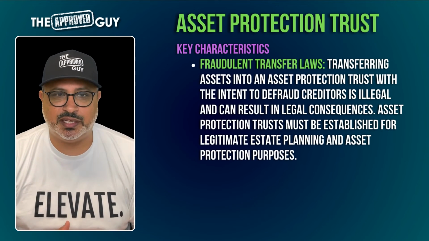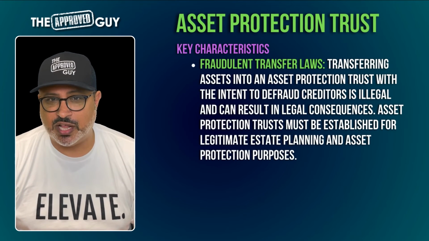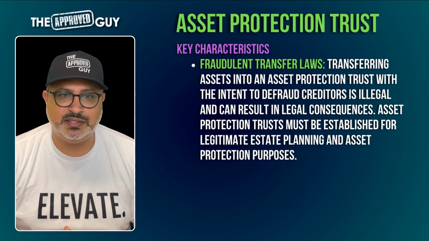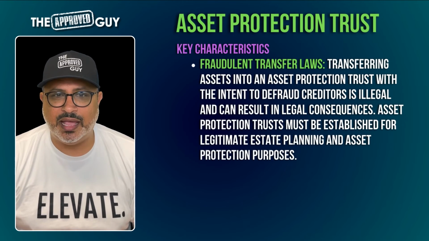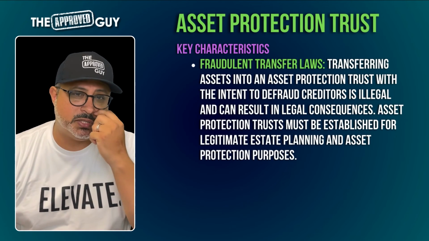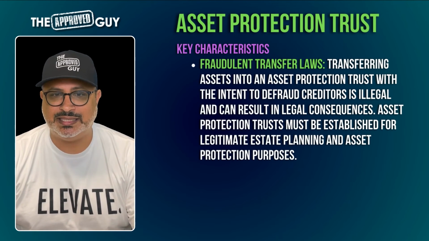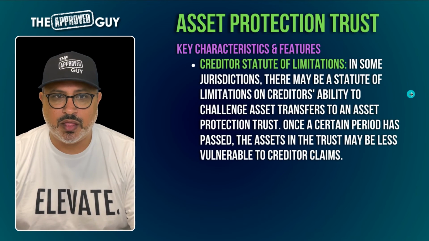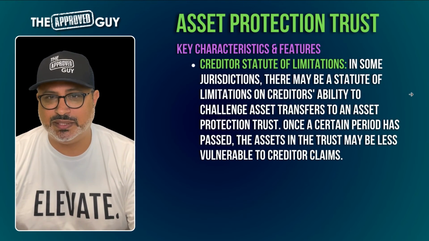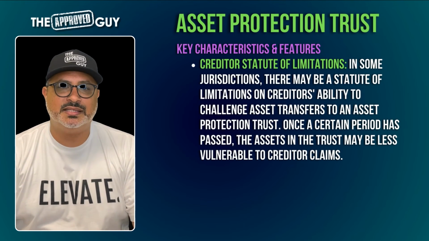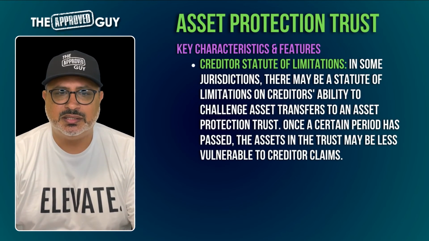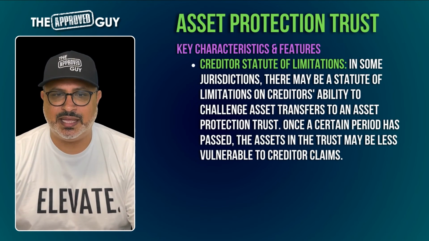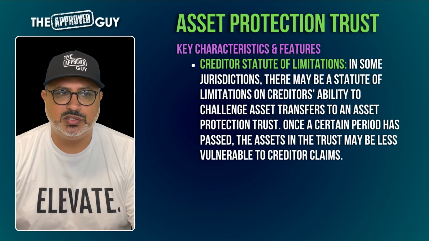The last key characteristic of the asset protection trust is fraudulent transfer laws: transferring assets into an asset protection trust with the intent to defraud creditors is illegal and can result in legal consequences. Asset protection trusts must be established for legitimate estate planning and asset protection purposes. As well, there's the creditor statute of limitations. In some jurisdictions, there may be a statute of limitations on creditors' ability to challenge asset transfers to an asset protection trust. Once a certain period has passed, the assets in the trust may be less vulnerable to creditor claims.